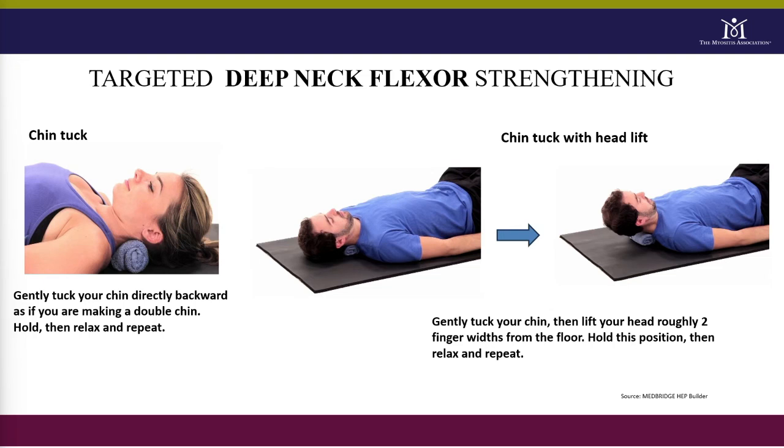Try to tuck your chin directly backwards, as if you are making a double chin, and hold it down there for a few seconds and repeat. The next exercise is a progression of the chin tuck. You are basically doing a chin tuck while lifting your head about 2 finger breadths up from the floor and holding it there for a few seconds.